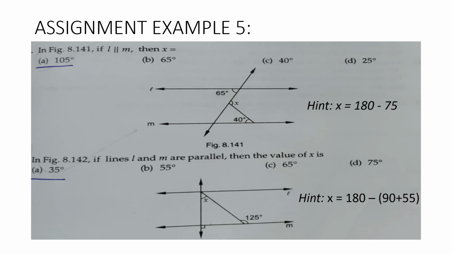Next one, if lines L and M are parallel, then the value of x is what? The answer is 35 degree. Here the hint is you will get x as 180 degree minus the sum of 90 degree plus 55 degree.